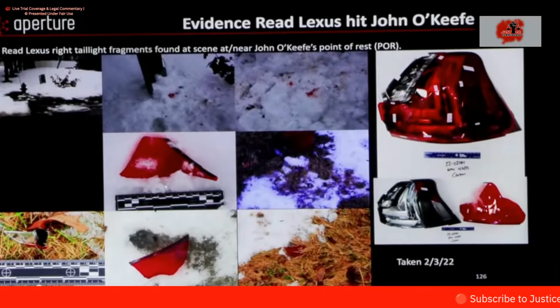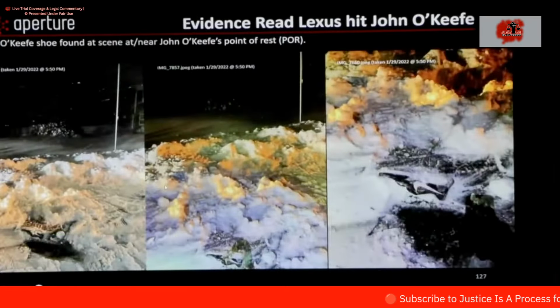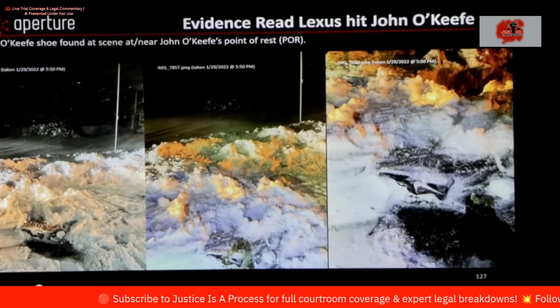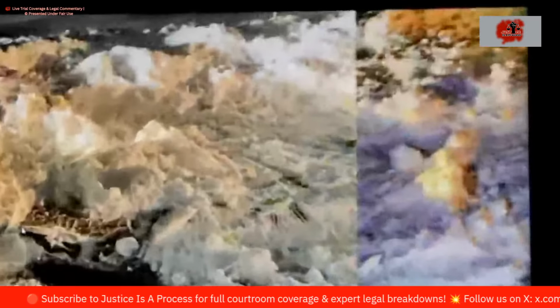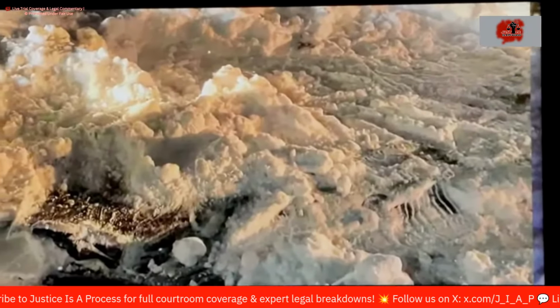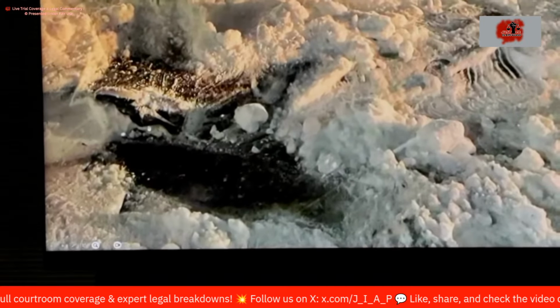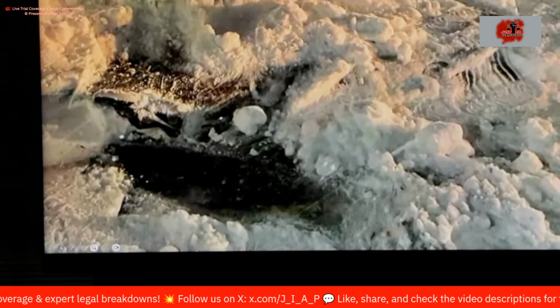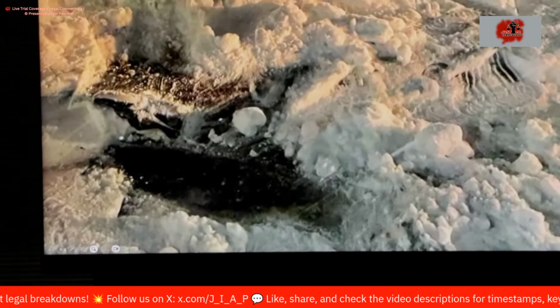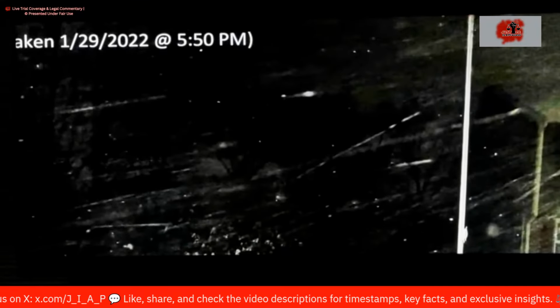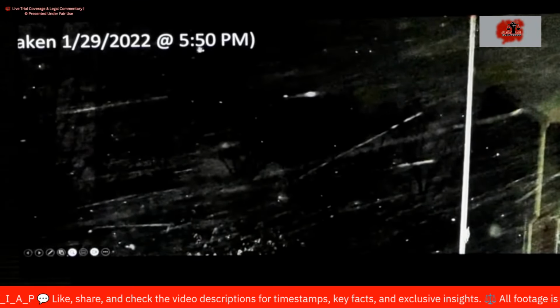Additional evidence was found. This is taken on, again, the afternoon of the accident, again, around 5:50 p.m. Could you zoom in, please, for us? Sure. So what you see here was later identified as Mr. O'Keefe's right shoe. And this slide number, Dr. Welcher? Yes, ma'am, 127. Could you show us the time and date, please? January 29th at 5:50 p.m.